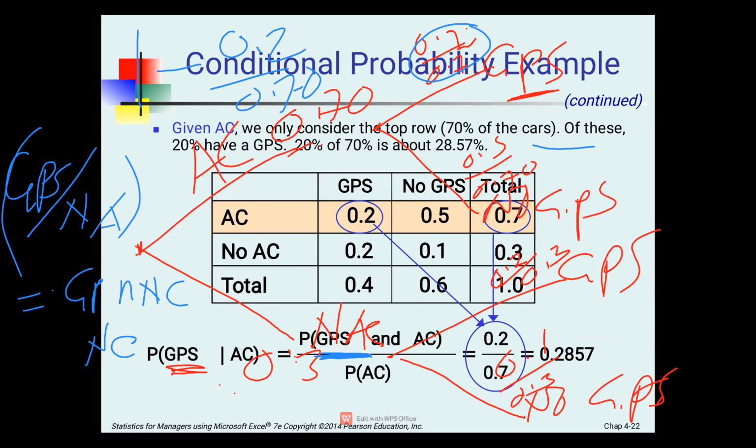So it is GPS given no AC, which will be the probability of GPS intersection no AC over no AC. You get it, right? So GPS intersection no AC is 0.2. It is 0.2 over the probability of no AC. The denominator is no AC, right? So no AC total, is it 0.3? Yes, no AC is 0.3.